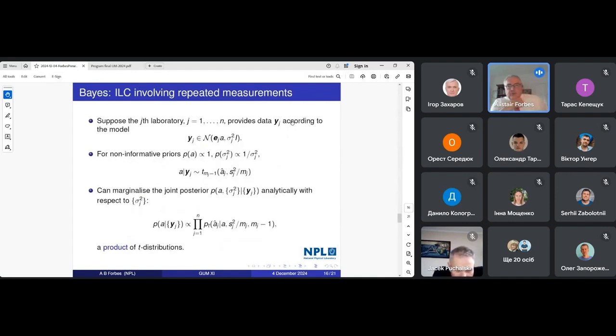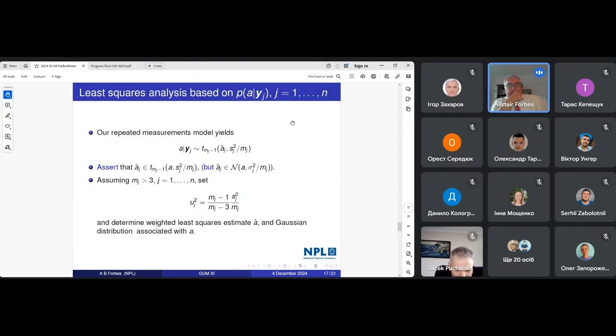The Bayesian approach can be implemented fairly straightforwardly. Each laboratory provides a state of knowledge distribution, which is a t distribution. Then the joint posterior distribution for all the parameters can be written down, and we can analytically marginalize all the variances, sigma sub j squared, out, and we end up with a posterior distribution for the measurand A, and this is a product of t distributions. So the Bayesian approach assigns to the measurand a product of t distributions.